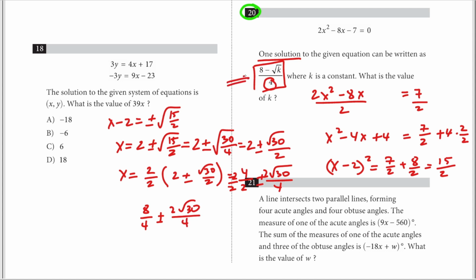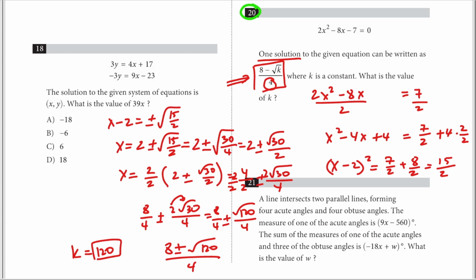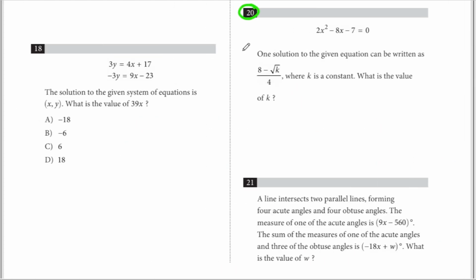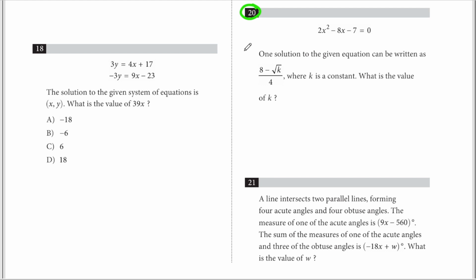Brilliant. We are almost close to this form. Now we just need to factor this 2 into the square root. So we're getting 8 over 4 plus minus root 120 over 4, or 8 plus minus root 120 over 4. And k, therefore, is equal to 120. Right, so that is the first way how to do this if we are totally being creative. That's a pretty lengthy way, and a much faster way is just to use the quadratic formula.